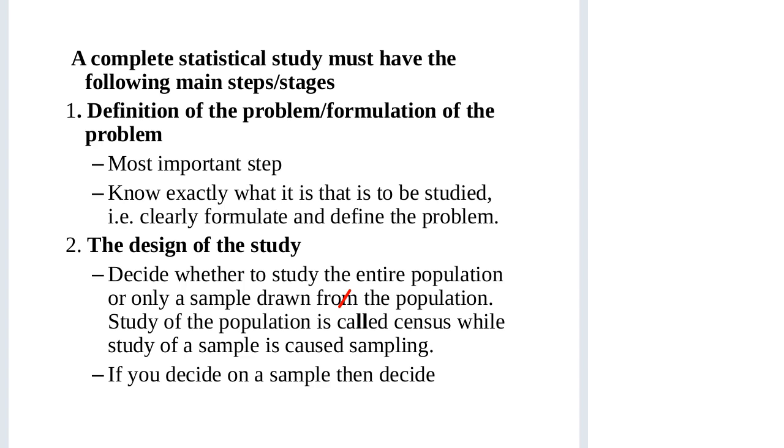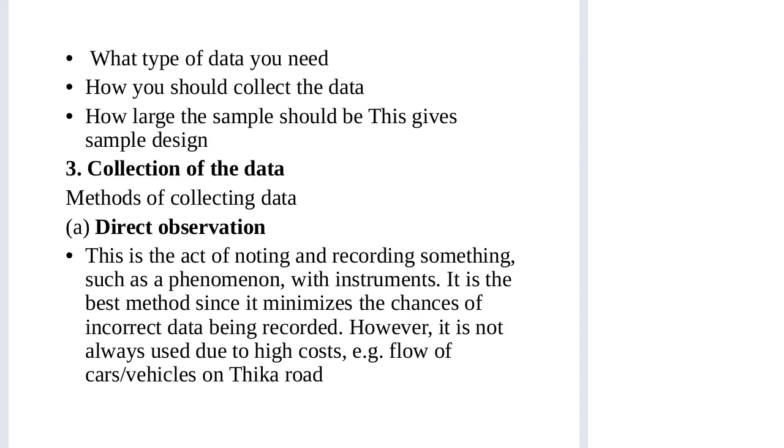Where you are studying the entire population, this kind of study is referred to as the census. A census is simply where you are studying the entire population, and where you are studying part of the population, it is referred to as sampling. Where you have decided to use the sample, then you must decide on the following.